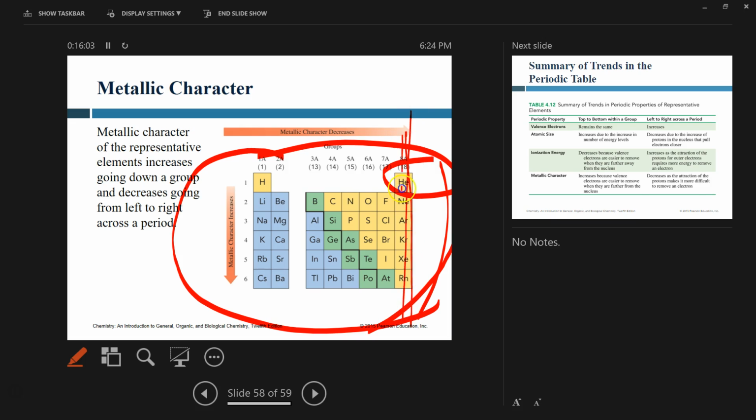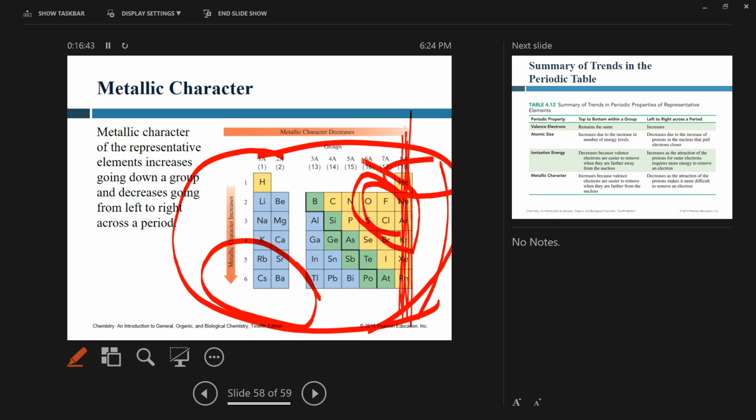So if we get rid of noble gases, which elements become the most non-metallic? Fluorine, oxygen, chlorine. Does that make sense? So we have to remember that the most metallic elements are here, the non-metals are here. We clear? And there are metals with transitional properties.